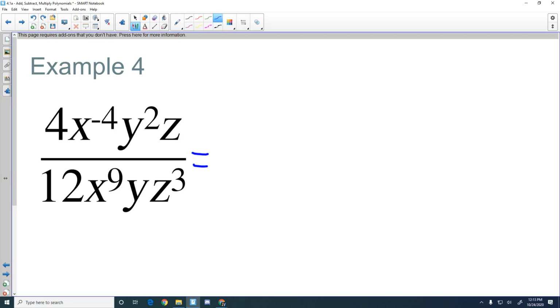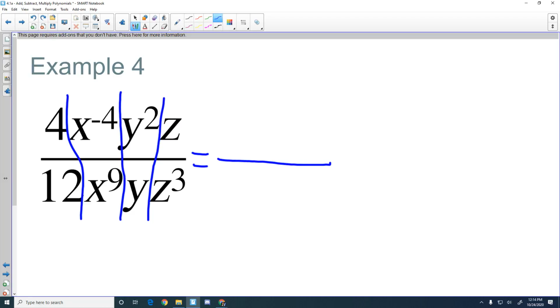What you want to do is think about grouping off each like base. Now, the coefficients are kind of their own base. Even though 4 and 12 are different numbers, they're both coefficients, so I always group them together. Then you've got the x's, and you got the y's, and then you got the z's. And you're basically just going to simplify each of those like vertical groupings together.